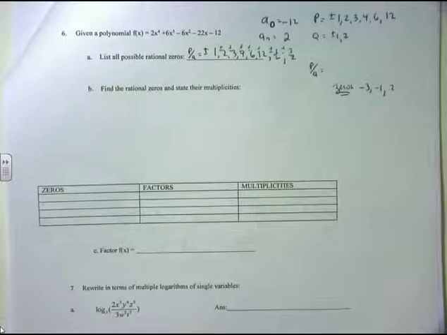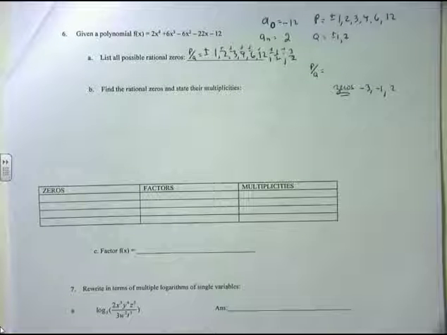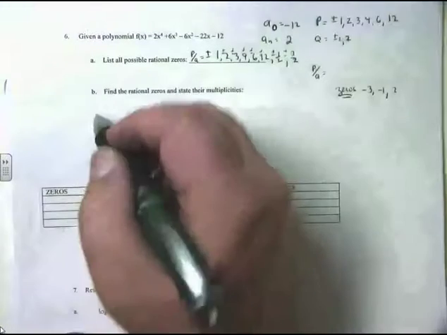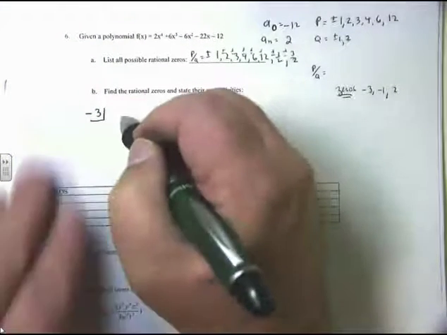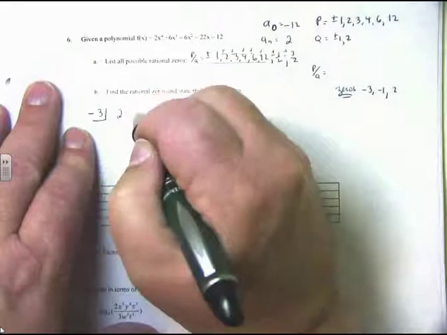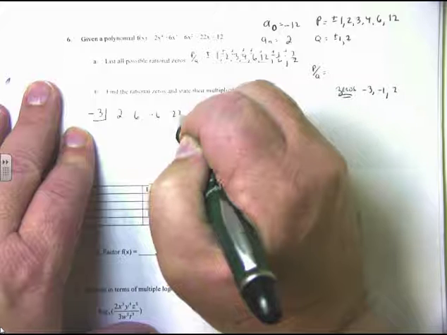Remember, when you use a zero and you use synthetic division on it, your remainder should be equal to 0. That's why we call them zeros. So I'm going to take that -3, I believe that's my zero. I'm going to divide it into the coefficients of 2, 6, -6, -22, and -12.